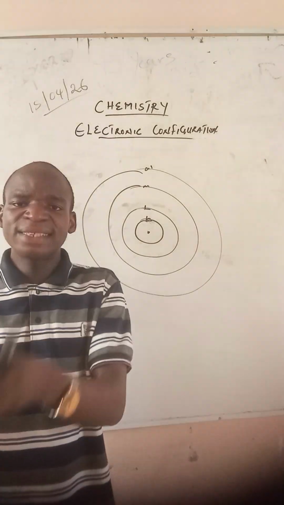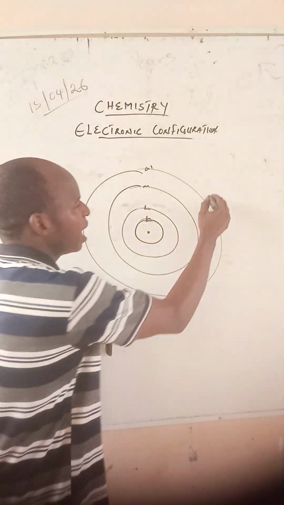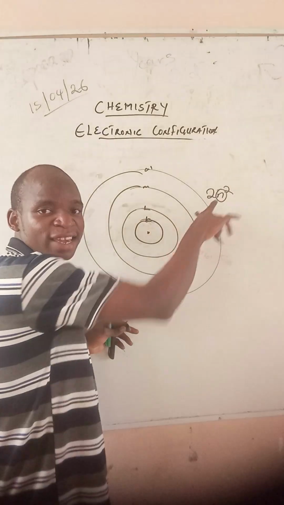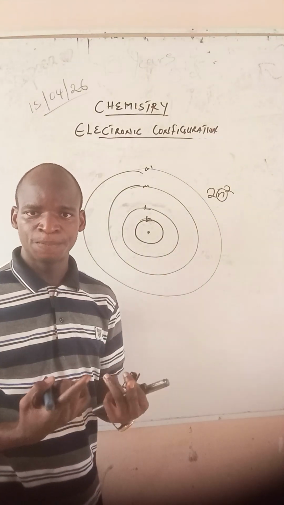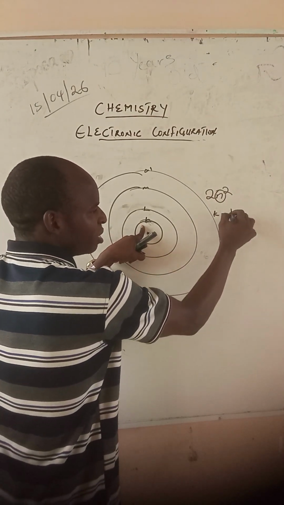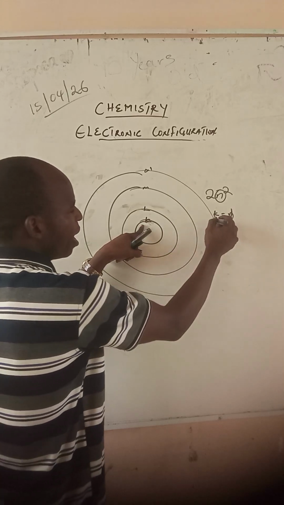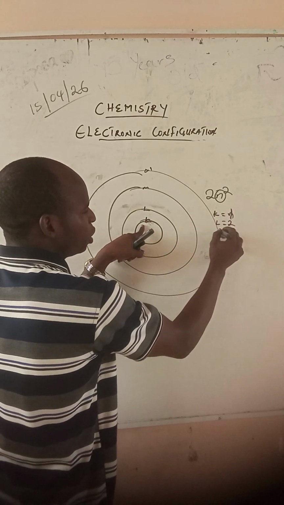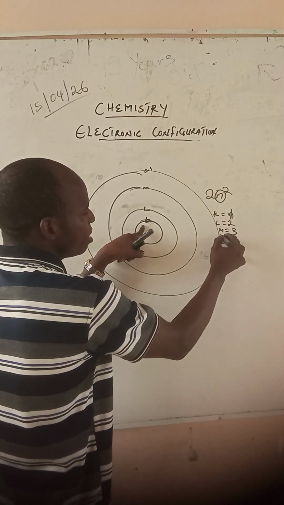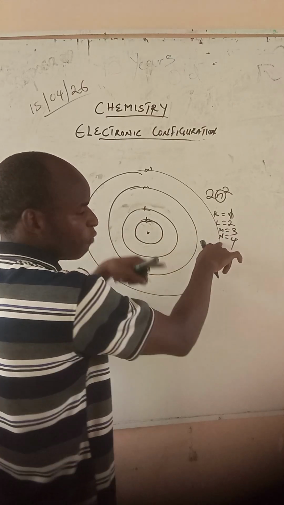Now, each of these shells has a maximum number of electrons that it can carry. We can always determine that using the formula 2n², where n is the number of the shell. So for the K shell, n is 1. n is 2 for the L shell, n is 3 for the M shell, and n is 4 for the N shell.